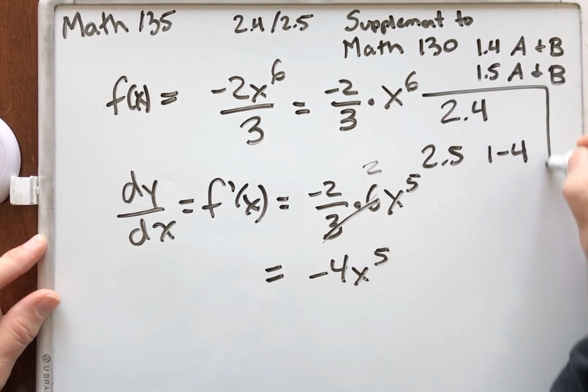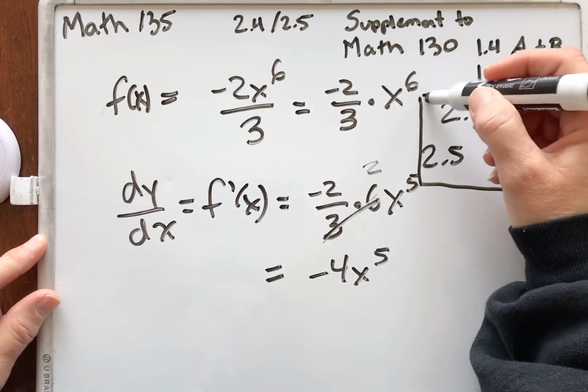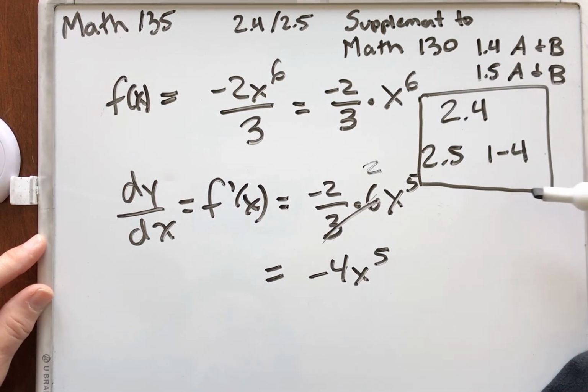Okay, so your assignment for Math 135: do all of 2.4 and 1 through 4 on 2.5.